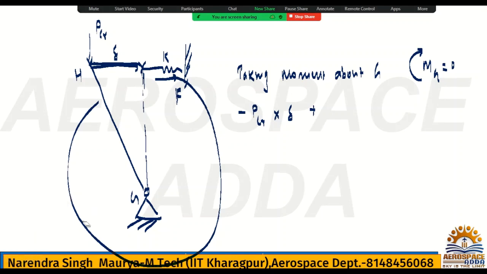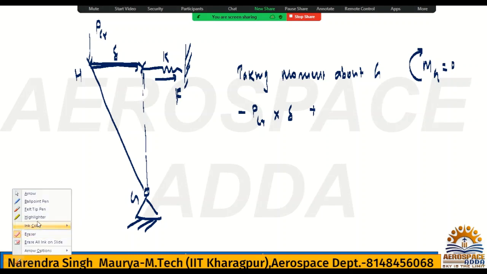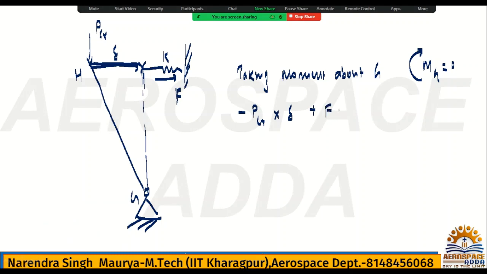Kx, so it is F into L. What is the perpendicular distance? It is L, the column length. F into L. Summation of moment about G is equal to 0. Clear? So you got PCR into delta is equal to F into L.